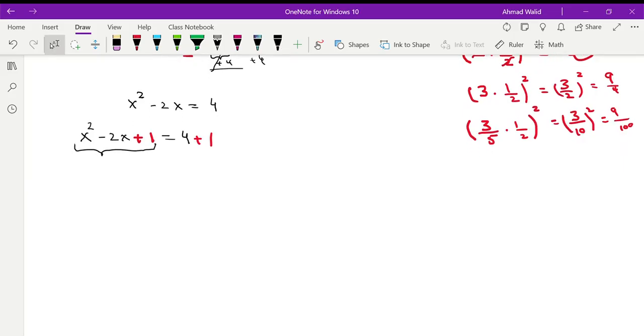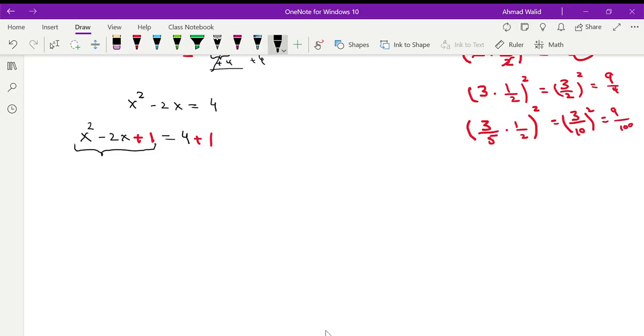If you say no, test it. What is the square root of x squared? The square root of x squared is x. What is the square root of 1? It is 1. And if you multiply this by another 2, it gives you the middle term. You see that? Automatically it becomes a perfect square trinomial. Now, what is the next step?